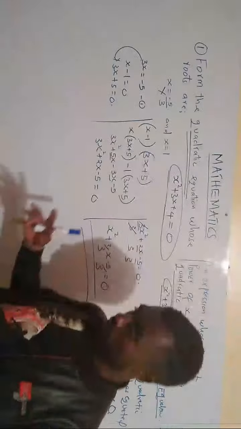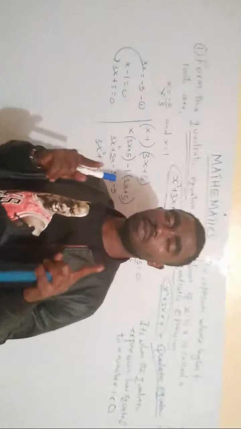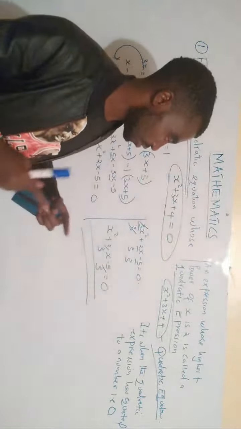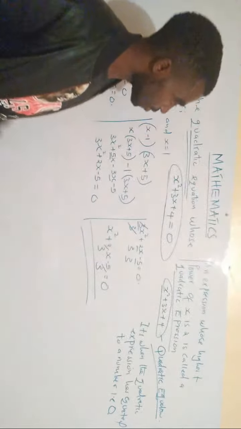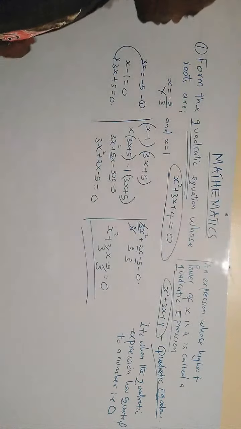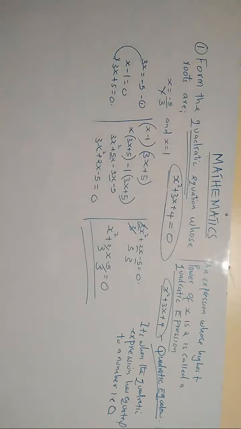So this is a quadratic equation whose roots are as given. What you do is multiply the two roots, then you expand, you form an equation, and you put it equal to 0. So that's how the solution of that quadratic equation was supposed to be done.